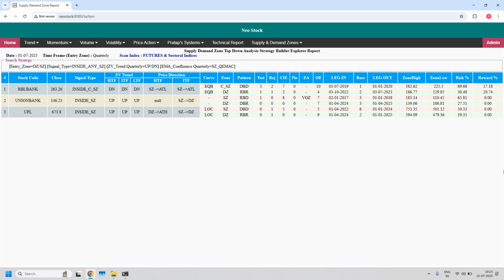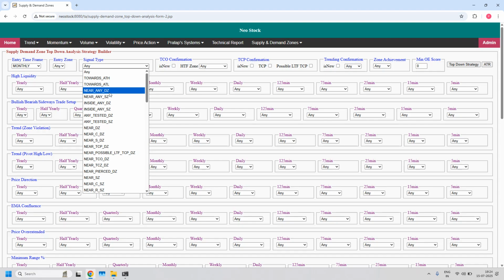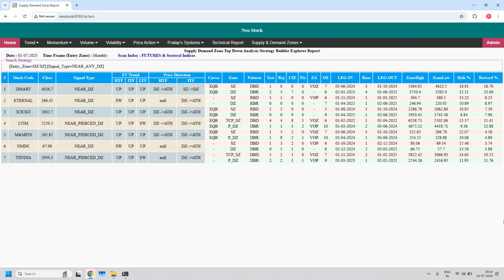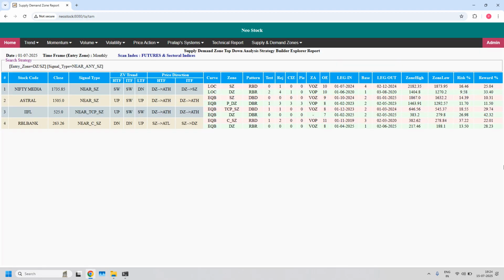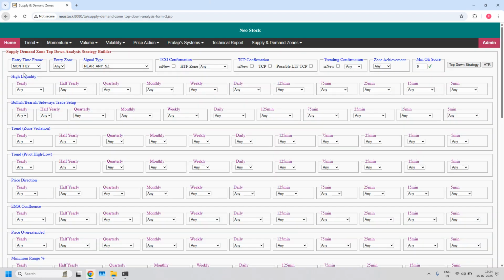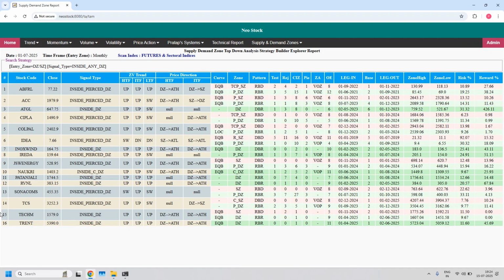Next time frame is monthly. Stocks near monthly demand zone, we got 7 stocks. Next, stocks near monthly supply zone, we got 4 stocks. Next, price closed inside the monthly demand zone, we got 16 stocks.